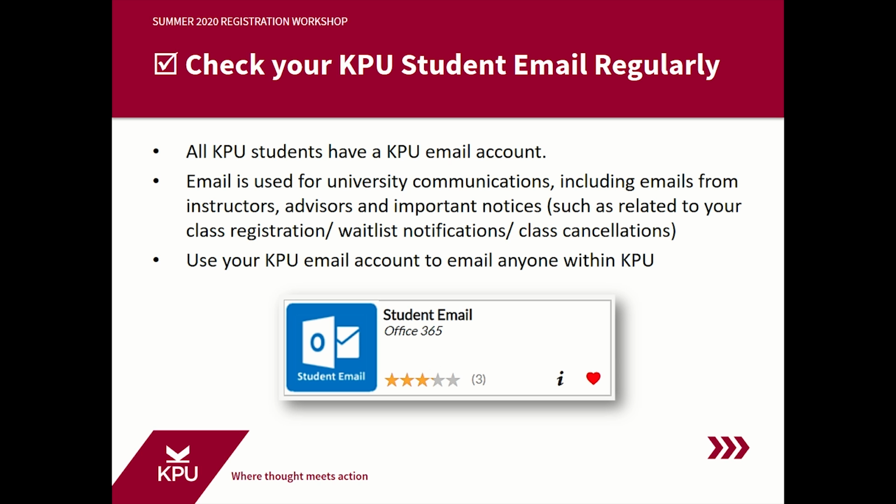As soon as you're admitted to KPU, it is very important that you regularly check your KPU email account. All KPU students are automatically provided with a KPU email account. Your user ID and password for this account is the same as for ONE.KPU. The KPU email is used for university communications, including emails from instructors, advisors, and important notices such as related to your class registration, waitlist notifications, and class cancellations. If you wish to email anyone within KPU, please do so using your KPU email account and not your personal email account.